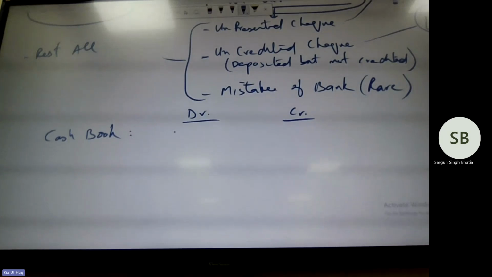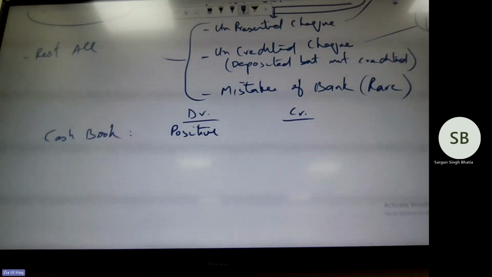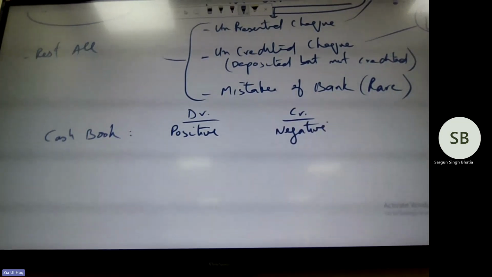If the cash book is having a positive balance, this means this is a debit balance. Meaning if anything is adding to our cash book, receipts are positive, so this will be debited to the cash book, and negative, meaning any payments, will be credited to the cash book. Is that fine?